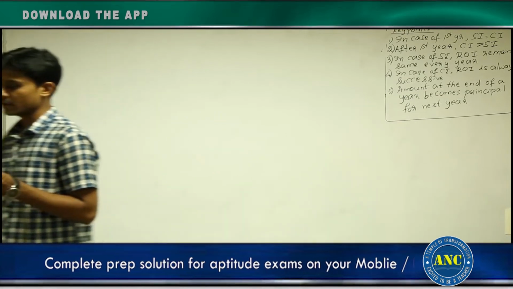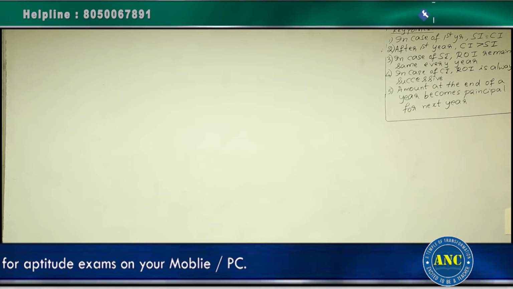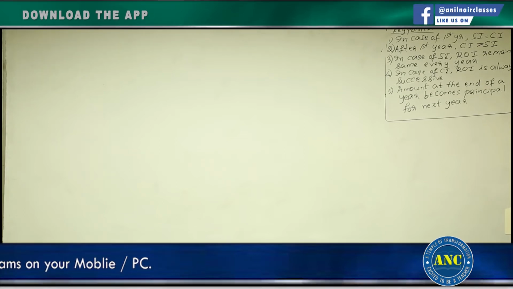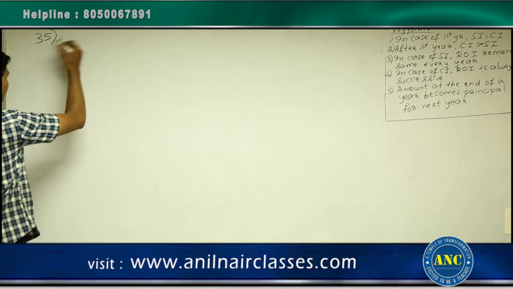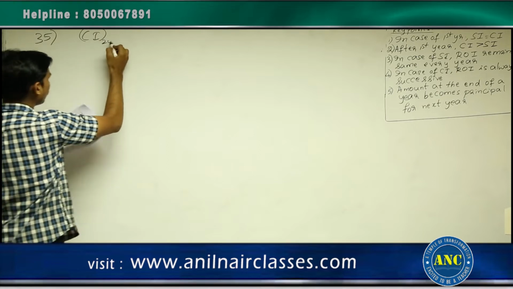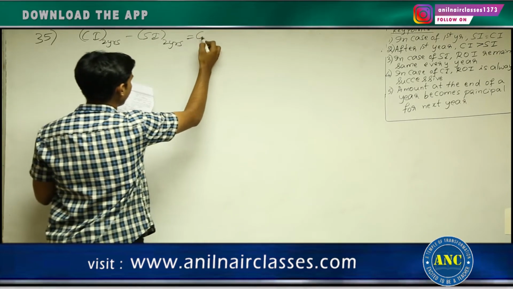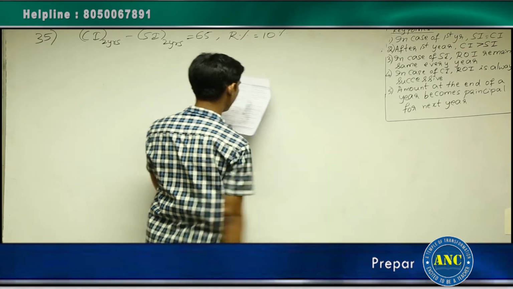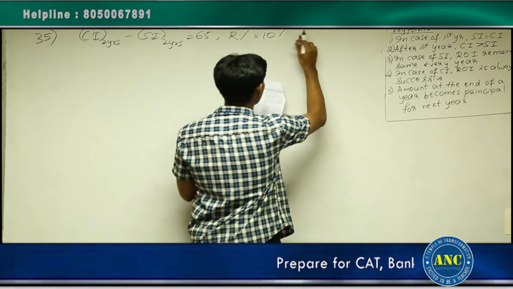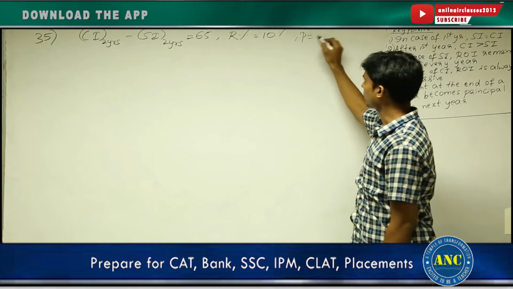The difference between simple and compound interest compounded annually on a sum of money for 2 years at 10% per annum is 65 rupees. What is the sum? Please see here. Listen to this. 35th question. They are telling the difference between compound interest for 2 years and simple interest for 2 years. It is given as 65 rupees. Rate of interest is given as 10%. Number of years is given as 2 years. What is the sum? What is the principal?